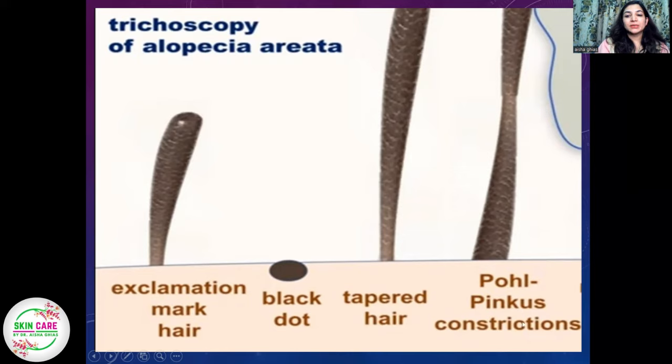And then Pohl-Pinkus constrictions. Pohl-Pinkus constrictions are the constrictions visible in the middle of the hair shaft in alopecia areata, where some improvement has taken place. Probably you have given some treatment, or as a natural course of the disease, the patient is on improvement and the hair has started growing in caliber. So you get to see the thicker caliber near the scalp, thinner in the middle, and then again the thicker caliber distally. These are the Pohl-Pinkus constrictions. So all of these features are diagnostic for alopecia areata.